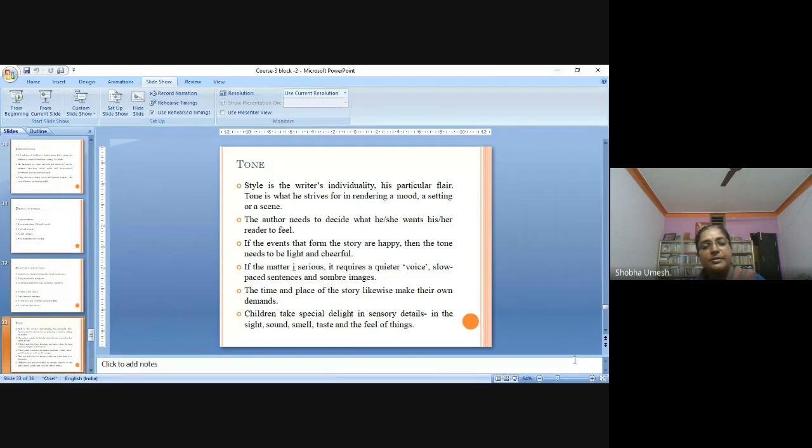And the next point is that if the matter is serious, it requires a quieter voice, slow-paced sentences, and somber images. So for the story you're writing, if the actions are more serious, then even the tone undergoes changes. If it is a bit comical, even the tone and the voice undergo changes in your composition. And the time and place of the story likewise make their own demands.